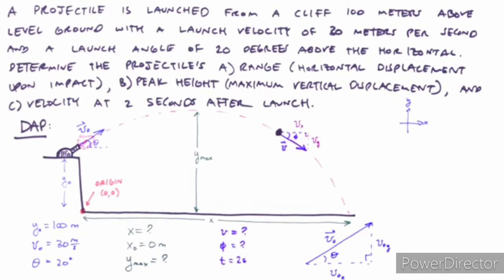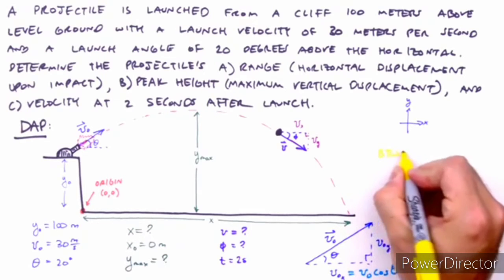Since we'll eventually be writing these components in terms of v sub o and theta, we'll write their trigonometric relationship right here. Let's see, so the y component of v sub o is opposite theta, so it's equal to v sub o sine theta. And the x component of v sub o is adjacent to theta, so it's equal to v sub o cosine theta.